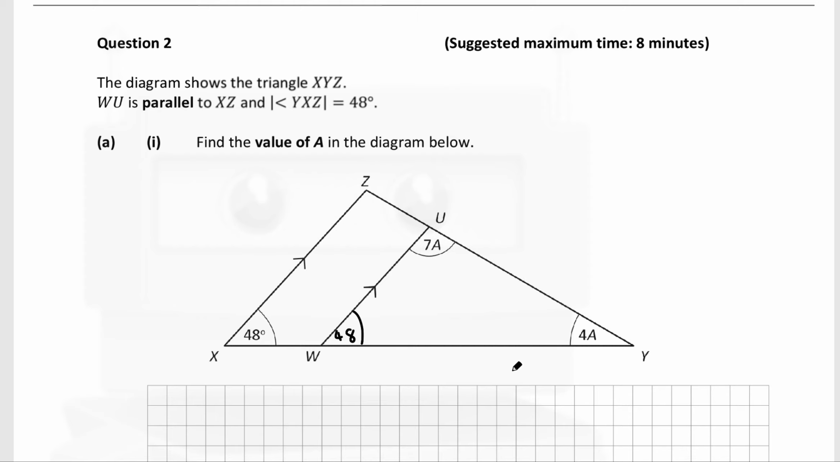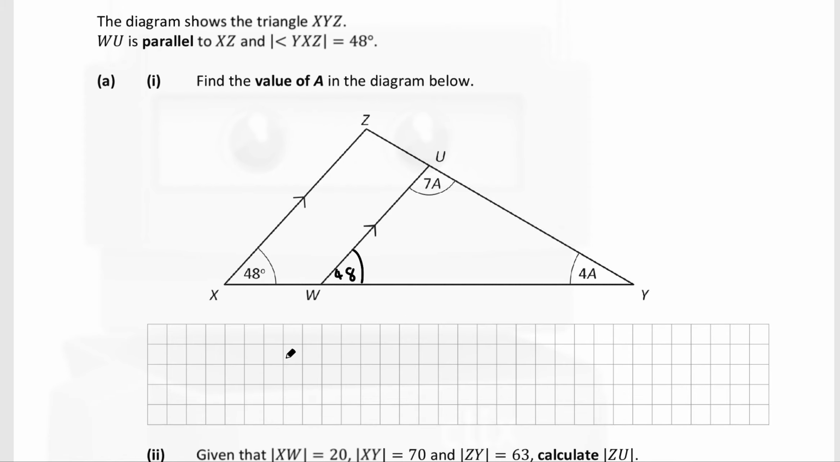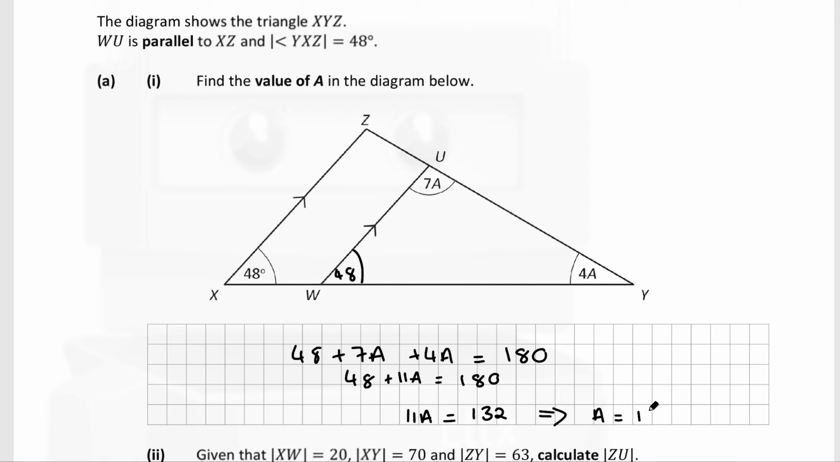Now I've got this triangle, and in the triangle I've got 48 plus 7a plus 4a, and I know that when I add all of those together, because it's a triangle, it has to equal 180. When I add this up, I get 48 plus 11a is equal to 180. I'm going to take away 48, so 11a is equal to 180 minus 48, and that's going to give me 132. If I divide that by 11, I get that a is equal to 12.